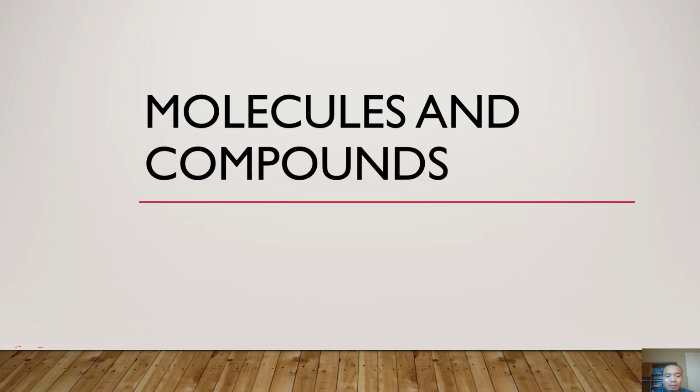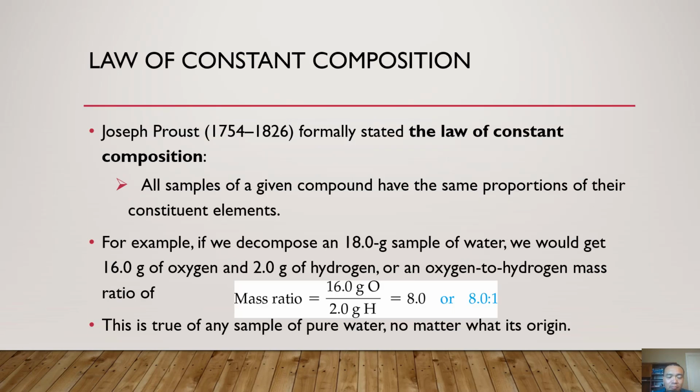Good day, everybody. Today, we'll be talking about molecules and compounds. Previously, we have already learned a compound is made of two or more elements in a fixed, definite proportion. Actually, this is summarized by the law of constant composition. This law states that all samples of a given compound have the same proportions of their constituent elements.